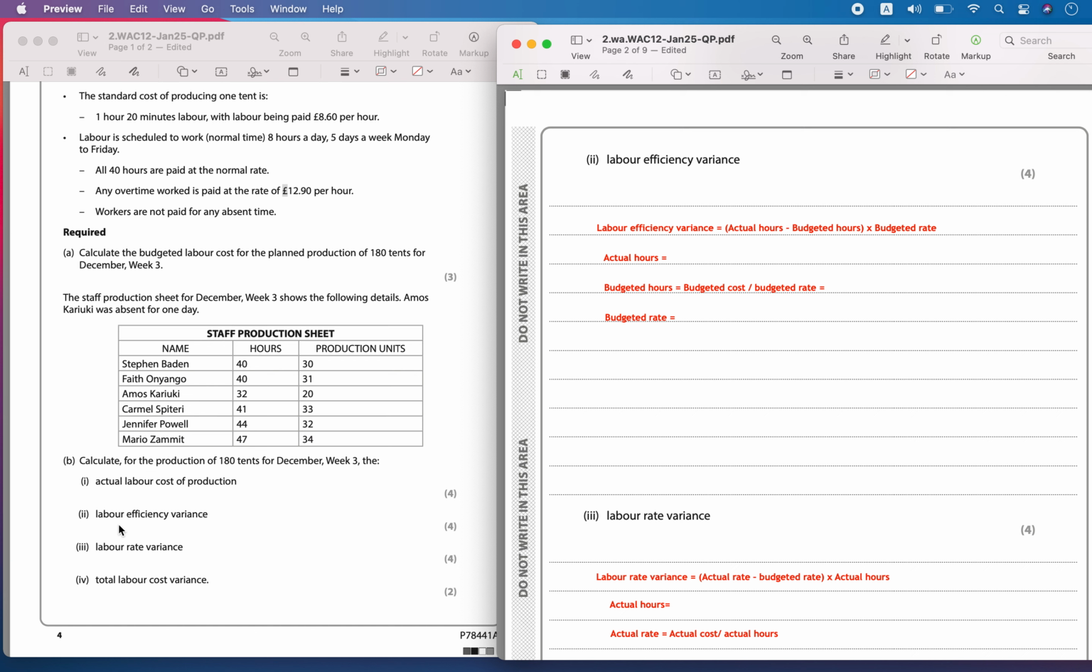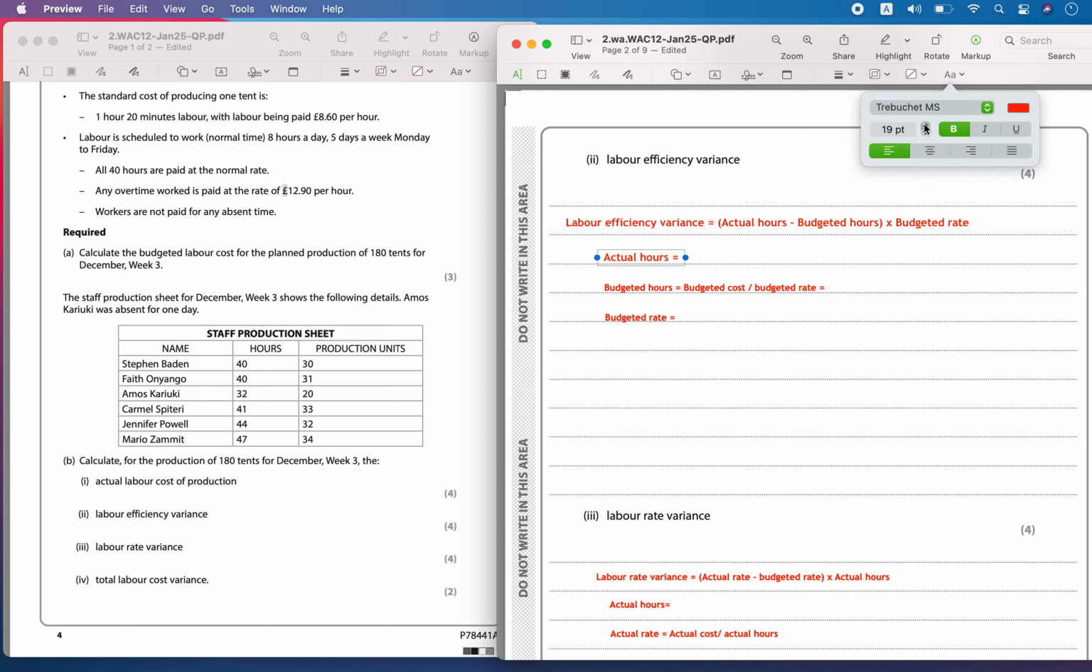Now the next part, part 2 of the B question, labor efficiency variance. The formula for the labor efficiency variance is the actual hours worked minus the budgeted hours, times the rate. It relates to the difference in hours between the actual and the budgeted, so actual hours worked minus the budgeted hours, times the budgeted rate. So using this formula, let's calculate.